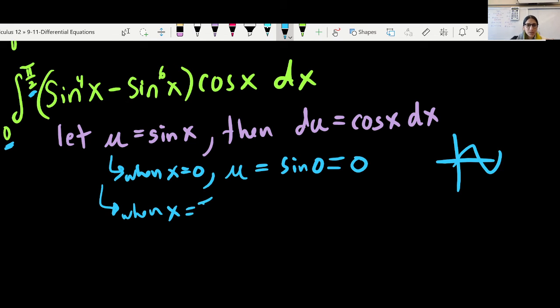So when x equals pi over 2, then my u would be sine of pi over 2. And again, you can look at this. Remember, partway through would be pi because the whole thing's 2 pi. So then this middle part here would be pi over 2. So we can see that at pi over 2, that would be our y value of 1.